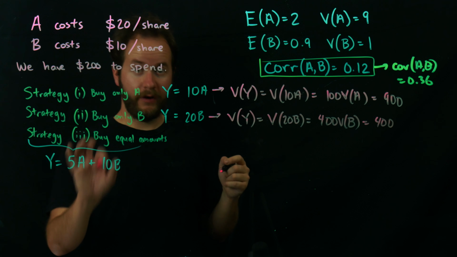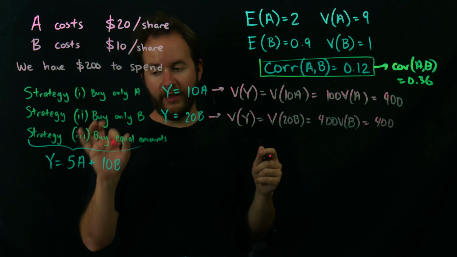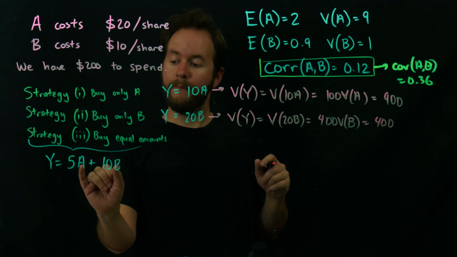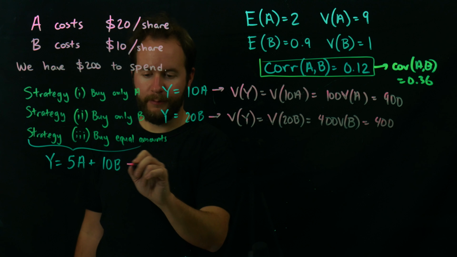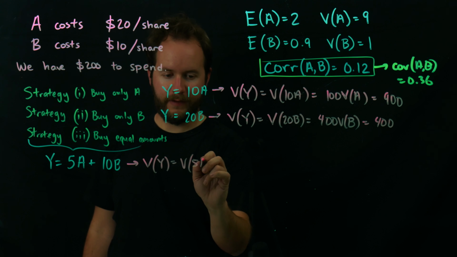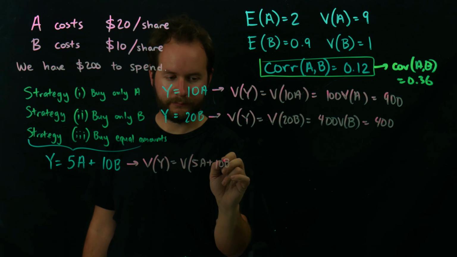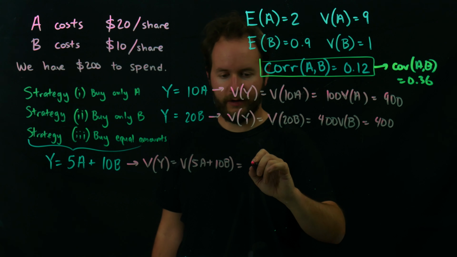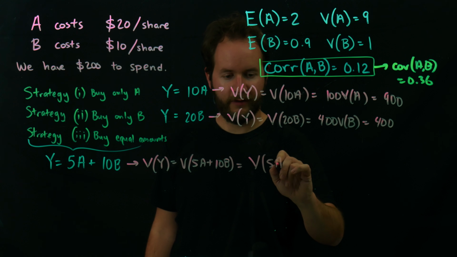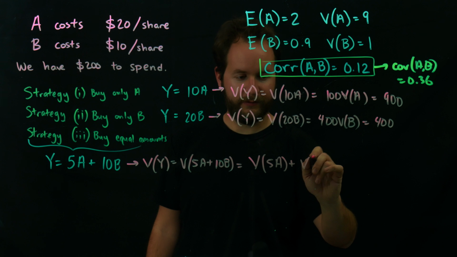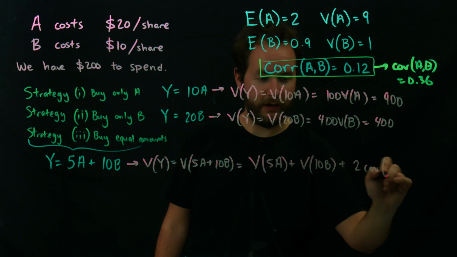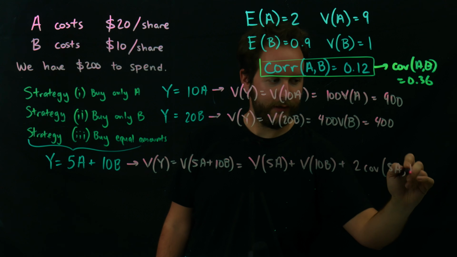And now we're going to come over to the variance for strategy 3. This is a bit longer. So we have to remember our variance formula for combined variables like A and B. So let's just be very careful here. Variance of Y equals variance of 5A plus 10B. This combined variance, I can split the variance, but I have to remember to account for a covariance term. So we have variance of 5A plus variance of 10B plus 2 times the covariance of 5A comma 10B.